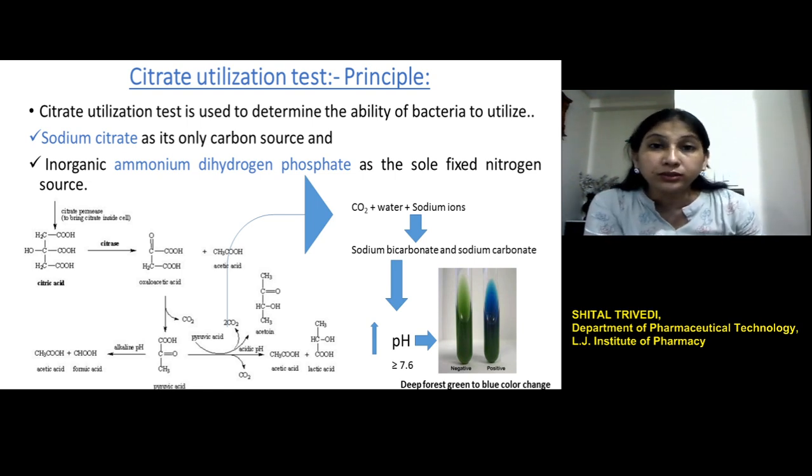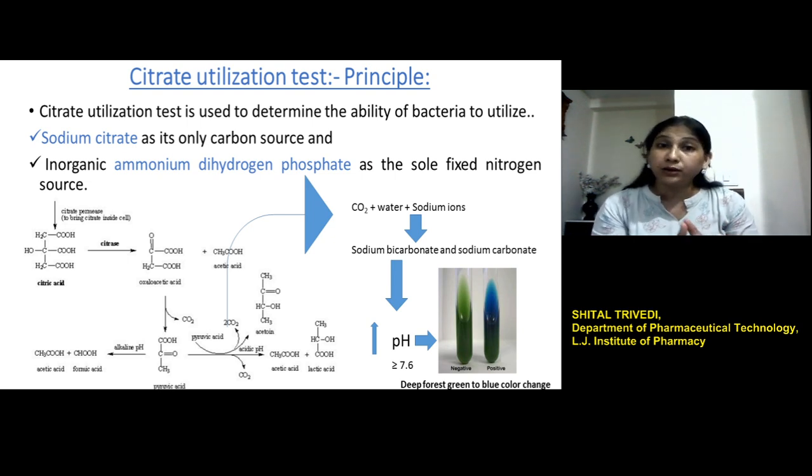Let's see the fourth test, that is the citrate utilization test. This test determines whether the test organisms are able to utilize sodium citrate as the sole carbon source or not. It also determines whether the organisms are able to utilize ammonium dihydrogen phosphate as the sole nitrogen source or not. So those organisms having specific enzymes like citrate permease and citrase can utilize the extracellular sodium citrate as a nutrient.